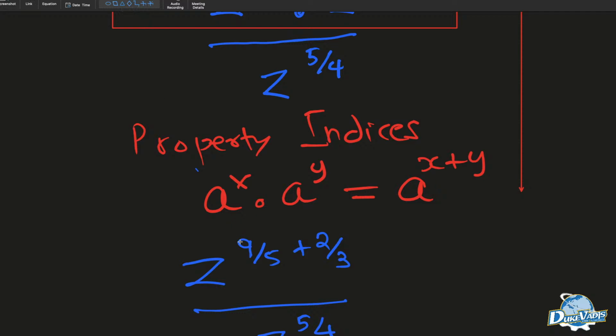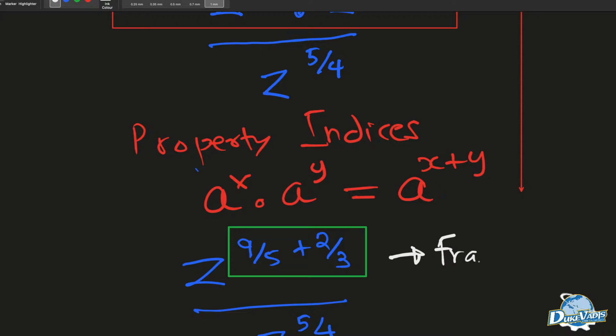Look at that. The issue where students find themselves fumbling is because they've forgotten that earlier in their classes they learned something called fraction. Friends, this is a fraction here. It's no more difficult. So how do you simplify 9 over 5 plus 2 over 3, because they're adding?